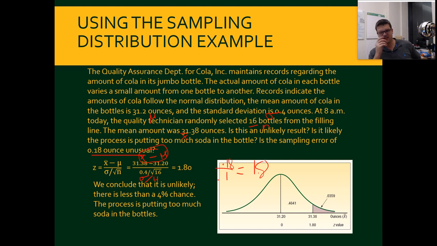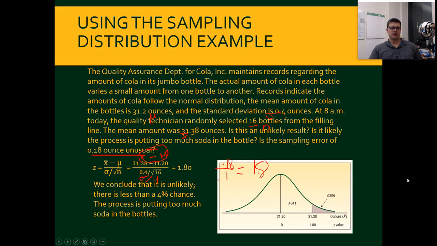So if there is less than a 4% probability of that occurring, that's a pretty small chance. What we can probably infer from that is that right now there's something going on with the machines where too much is being put into the soda bottles. So that is the conclusion of this lecture. I'd encourage you to make sure that you're really familiar with this before you move on, because we're just going to keep on diving deeper and deeper into this.